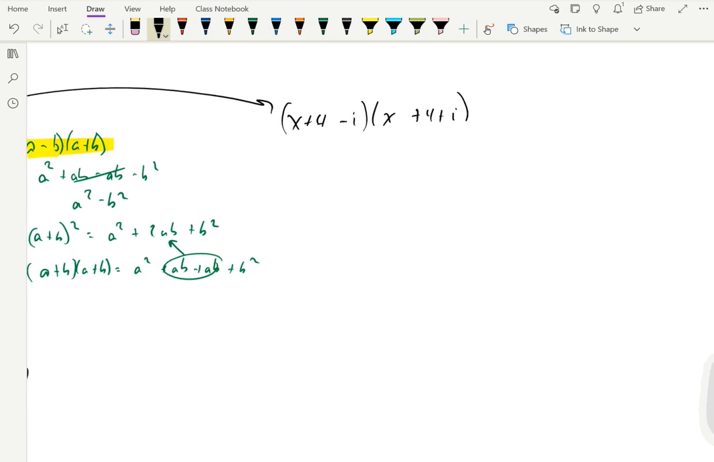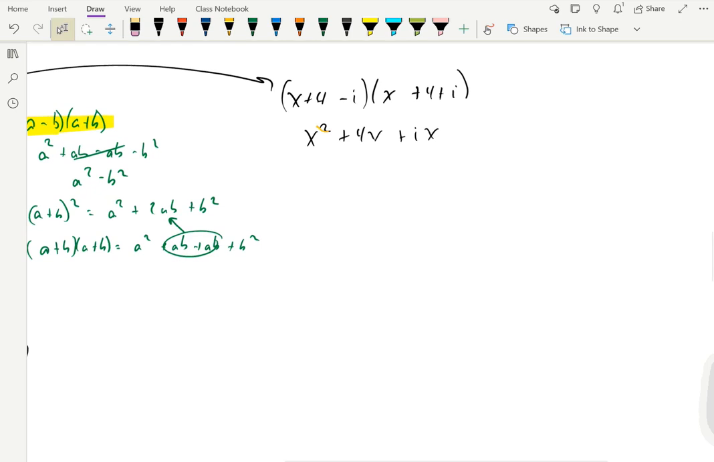At this point, we would have to distribute this. So as we distribute, we would have had x times x is x squared, x times 4 is 4x, and then we have x times i, which is ix. Then I multiply the 4 through. So again, let's try to color coordinate this a little bit. So multiply the 4 through. So we got plus 4x, then we got plus 16, just plus 16.